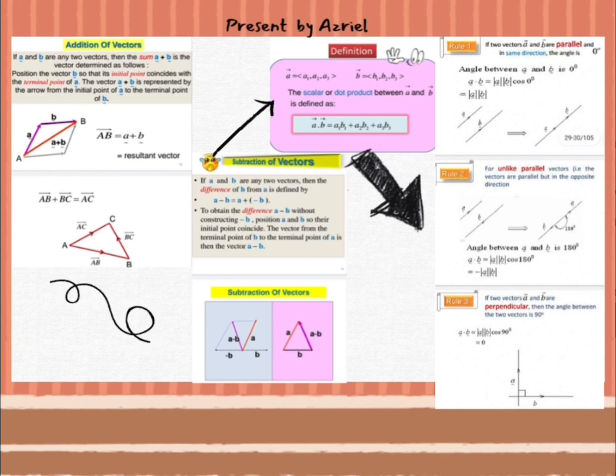First rule is if two vectors A and B are parallel and in the same direction, the angle is 0 degrees. Second rule is for unlike parallel vectors, the vectors are parallel but in the opposite direction and the angle is 180 degrees. Third rule is if two vectors A and B are perpendicular, then the angle between the two vectors is 90 degrees.